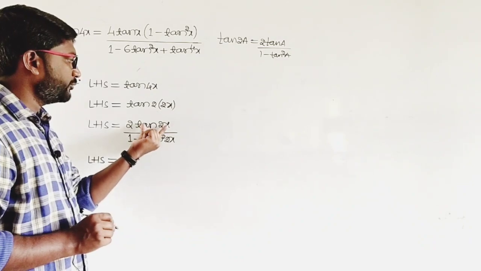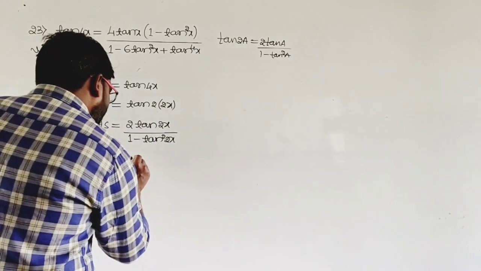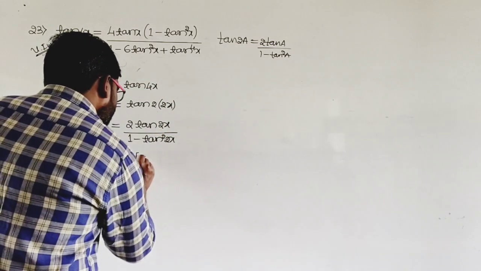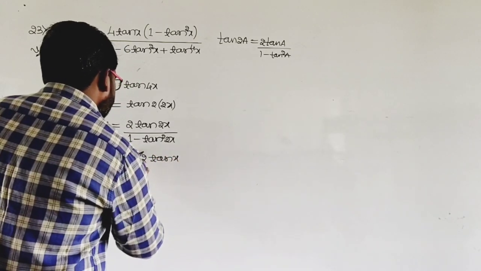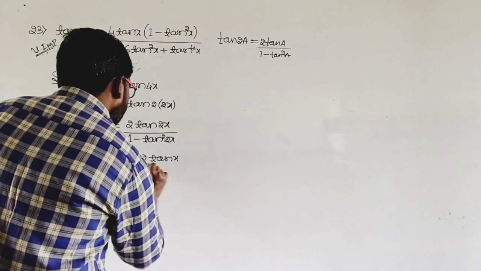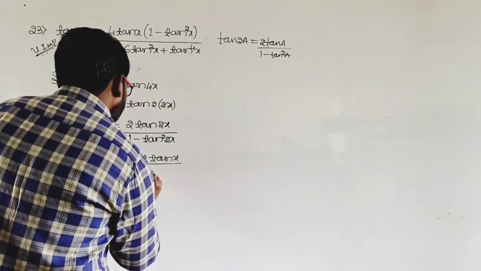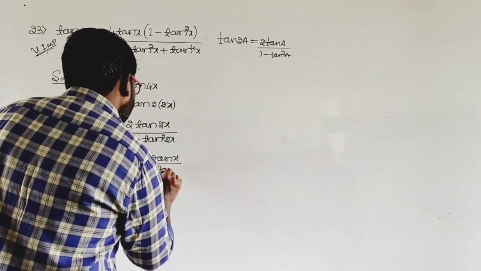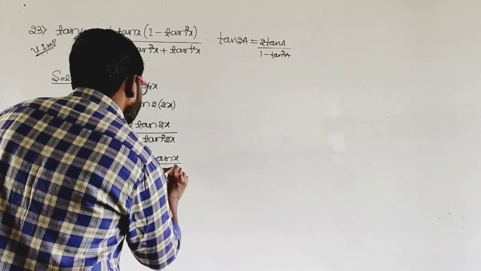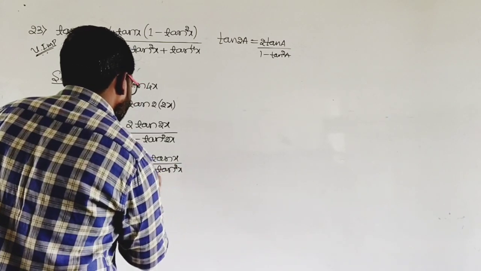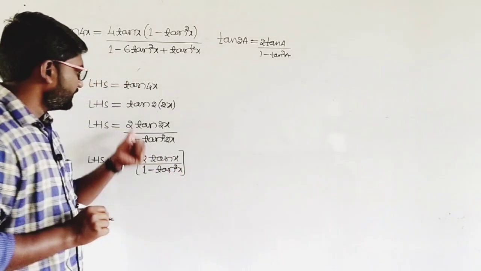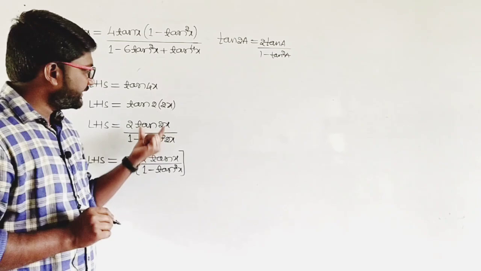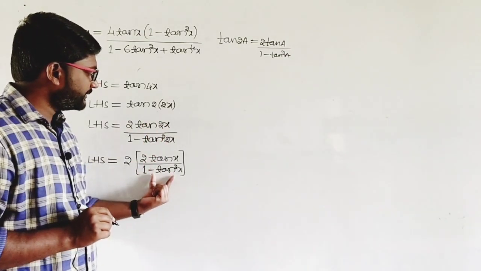In place of tan 2x we have to apply the standard formula. It is 2 tan x divided by 1 minus tan square x. I hope you are understanding these steps. See here, 2 I have written as it is. Then in place of tan 2x I am applying the formula.